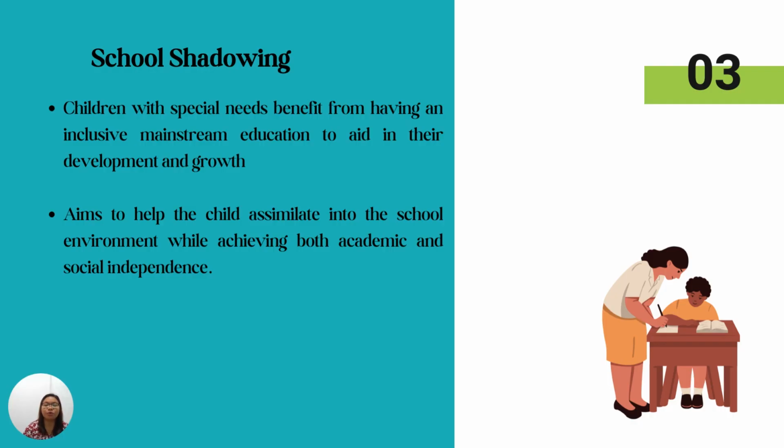Some children receive both one-on-one support out of school as well as school shadowing support. Children with special needs benefit from having an inclusive mainstream education to aid in their development and growth. School shadowing also aims to help the child assimilate into the school environment while achieving both academic and social independence. Shadowing the child at school can help him or her develop appropriate behaviors in school, strengthen academic ability, and build up social interaction skills among peers.